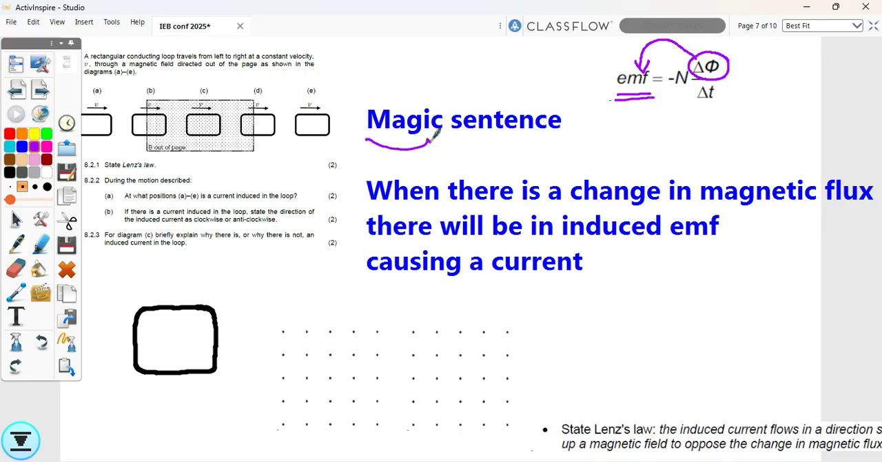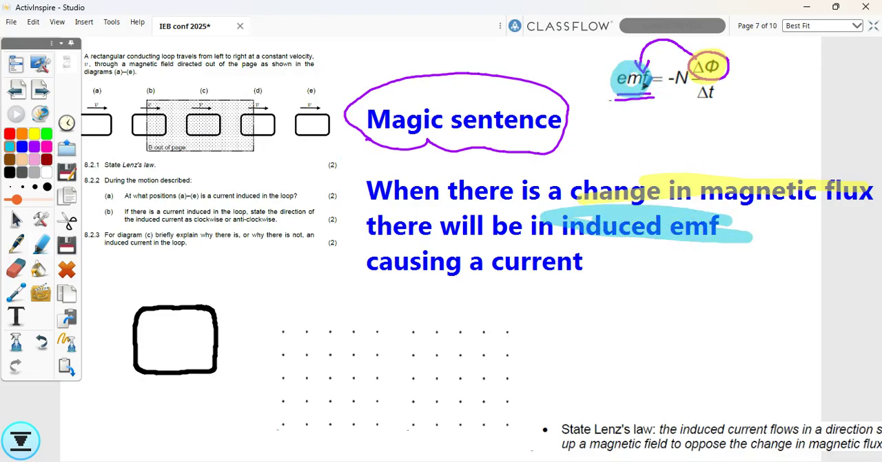So for me, my magic sentence for this is they have to mention the change in flux. So if there is the change in flux, which is there in our equation, then there will be, and please, they need to remember it's an induced EMF because it's a new magnetic field that is forming. There will be an induced EMF, so there's my EMF, and only when there's an EMF, then we will have the current flowing in my little closed loop there.